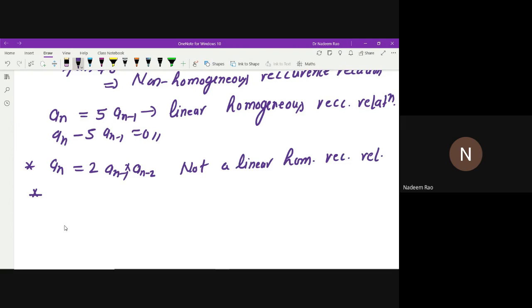Now, if we talk about another, a_n minus 2 times a_{n-1} equals pi, it is a non-homogeneous linear recurrence relation.